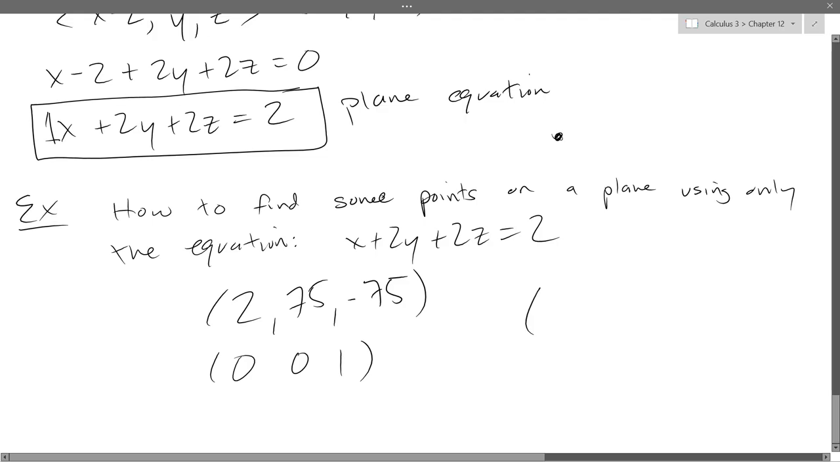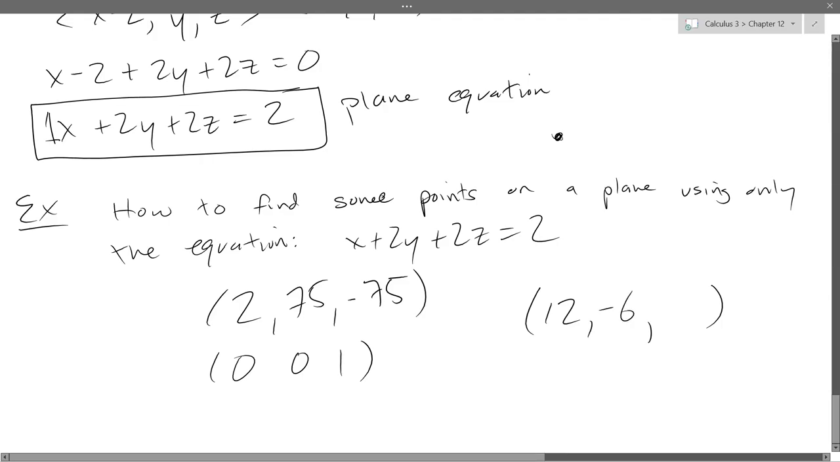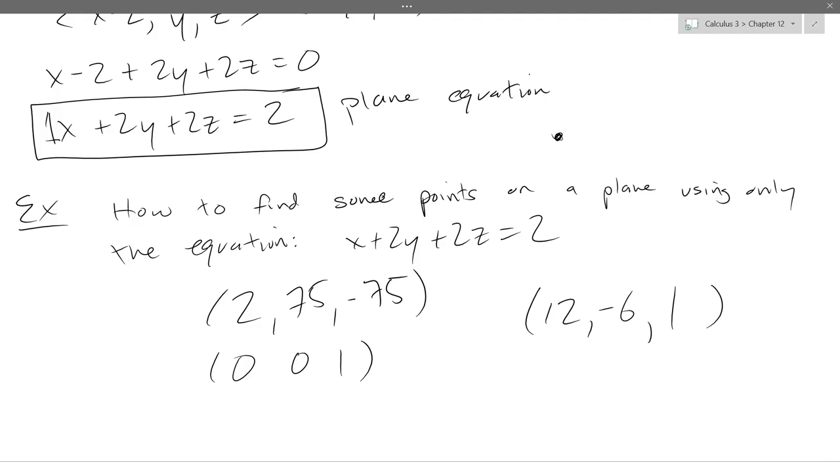What if I told you the first coordinate had to be 12? Still infinite correct answers. So -6, what does that mean the last one has to be? One. I believe it needs to be 1. Is that right? 12 minus 12. Yeah. So you can actually pick two coordinates and then get the third.